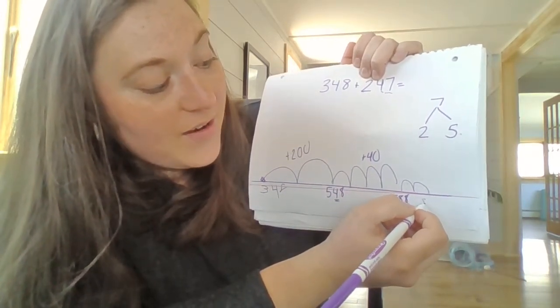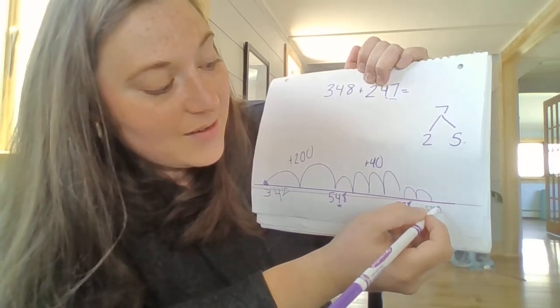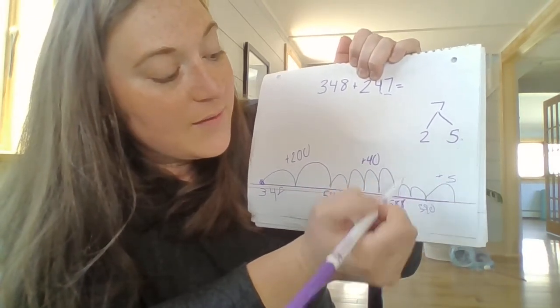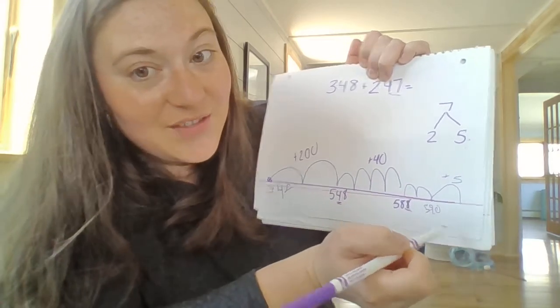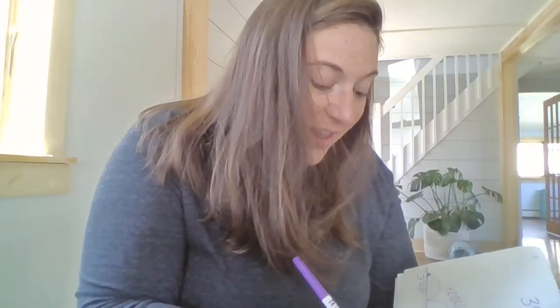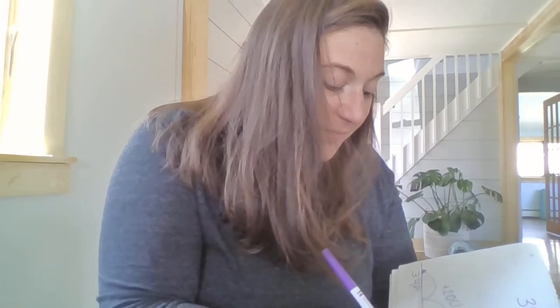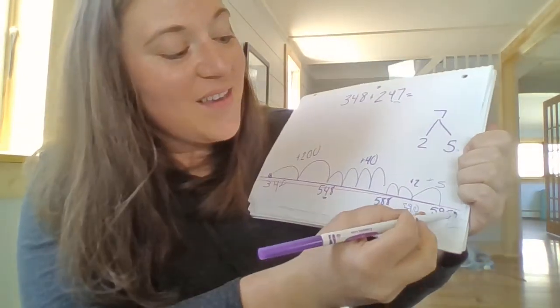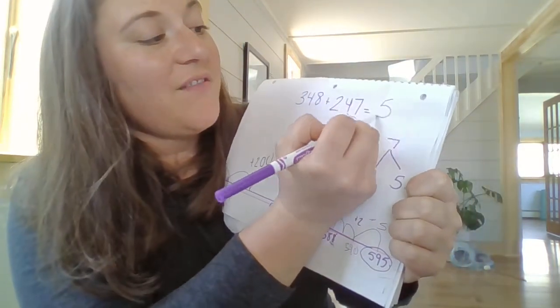I'm at 590 now. And now I just have one jump of 5. 590 plus 5 is 595. I found my second sum, 595.